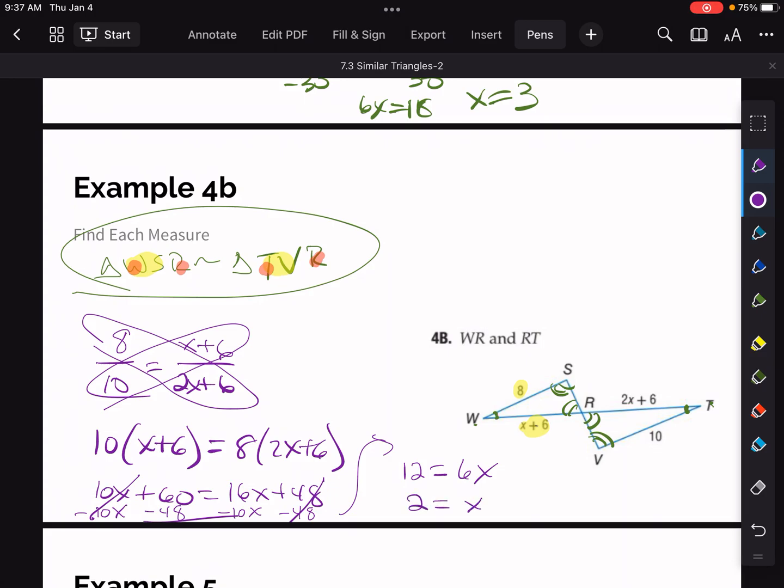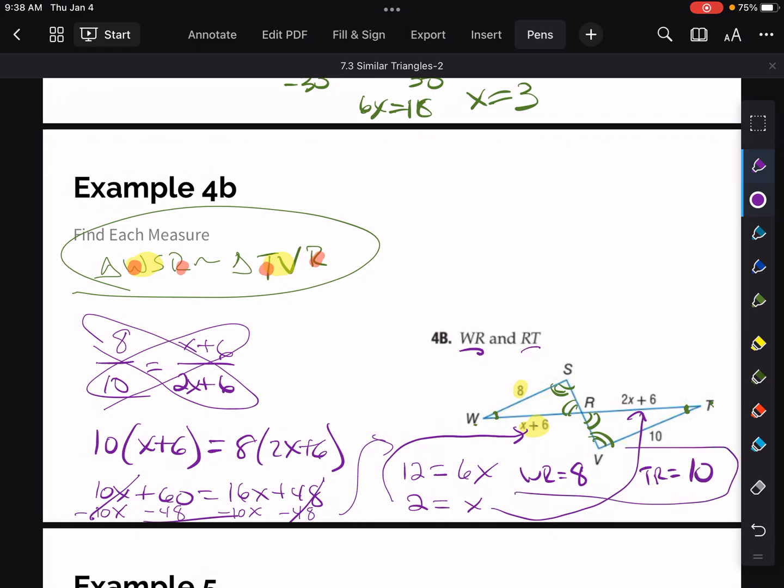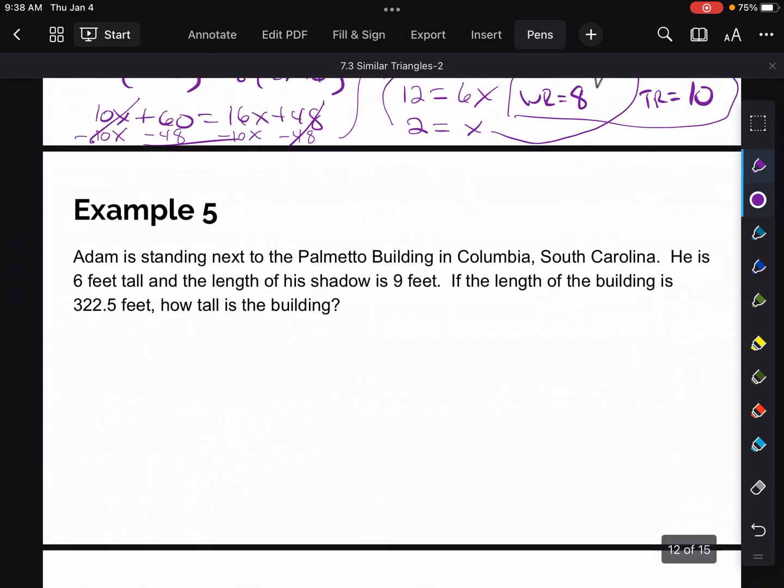Now they're not asking for x, they're asking for WR and RT, so I got to plug that back in. So if I plug that back in for WR here, WR would equal 2 plus 6, which is 8. And for RT, if I plug the 2 back into this one right here, RT would equal 2 times 2 is 4 plus 6 is 10. So my 2 answers would be 8 and 10. And I'm done with 4B.